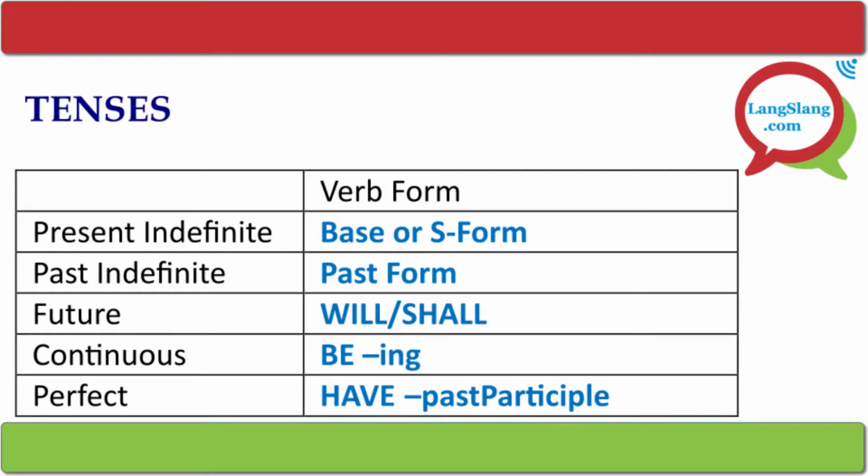How can you skip will? You can't skip the will. How can you skip be in continuous tense, the auxiliary be in continuous tense? How can you skip in perfect? How can you skip the auxiliary have? You can't. You have this choice available in only present indefinite and past indefinite.